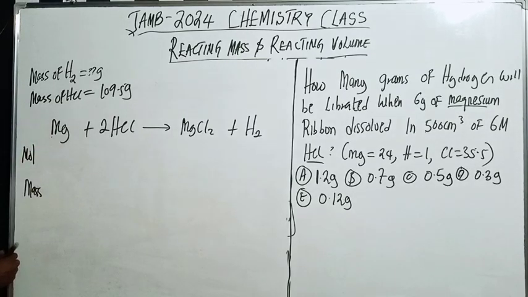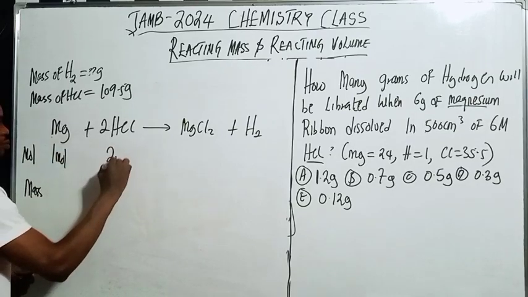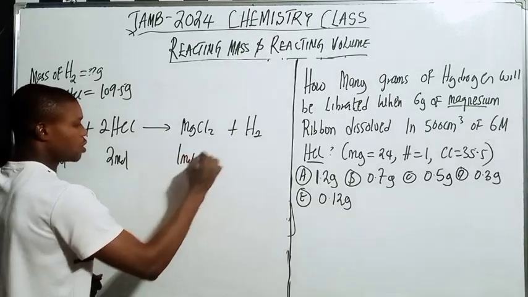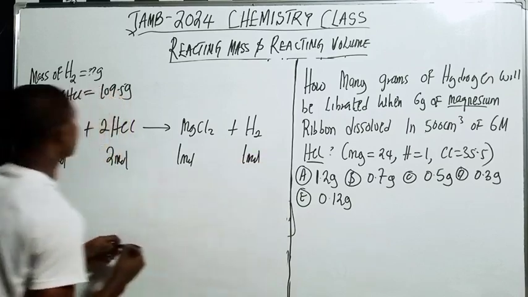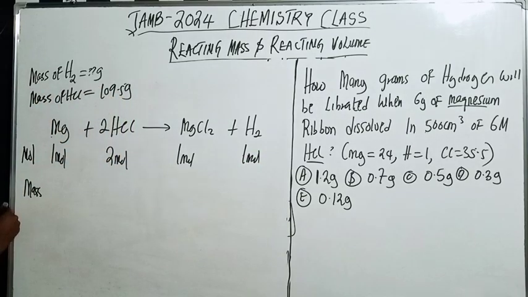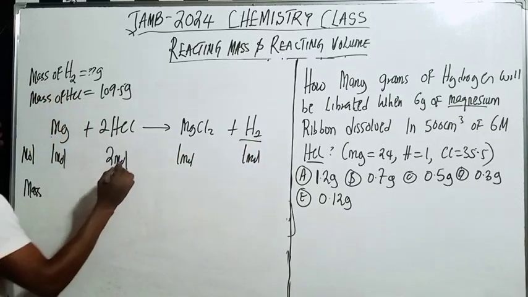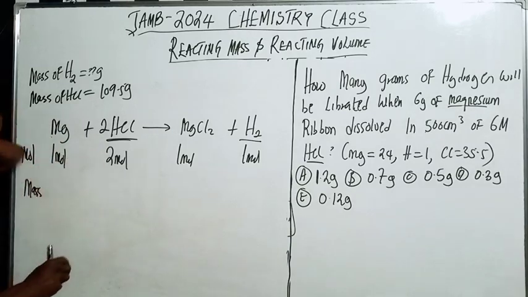How many moles do you have here? You have 1 mole. How many moles do you have here? You have 2 moles. How many moles do you have here? You have 1 mole. Here we have 1 mole. Remember we are talking about H2 and HCl. So these are our 2 focal points, right?